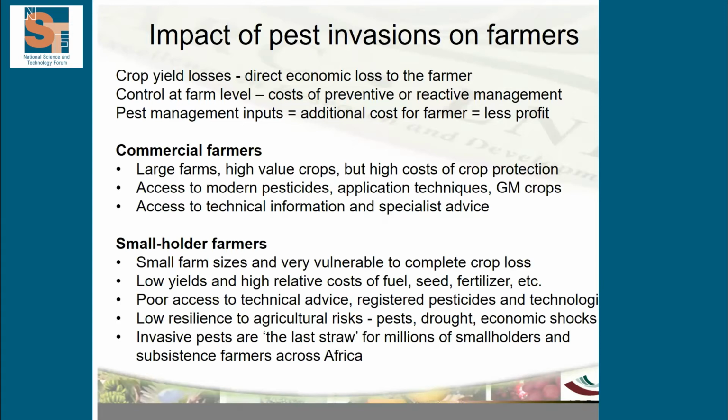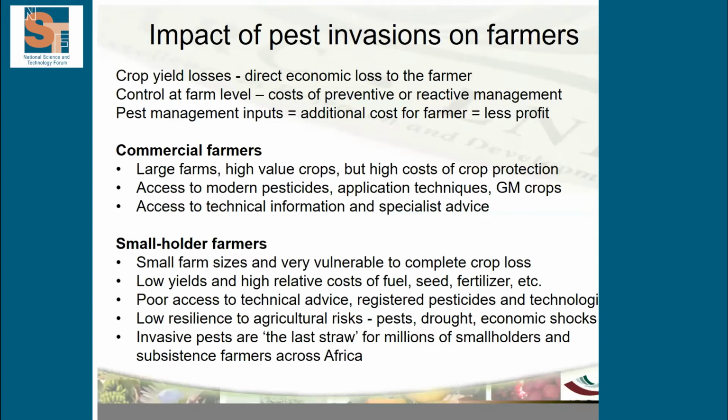The commercial farmers, generally, have larger farms and high value crops, but they also have high costs of crop protection. Most of them have access to modern pesticides and application techniques, and more are using GM crops. And critically, they have access to technical information and specialist advice. This can be given by the agrochemical industry, as they've got a very good support network, and they have access to computers and can find advice if they need it.